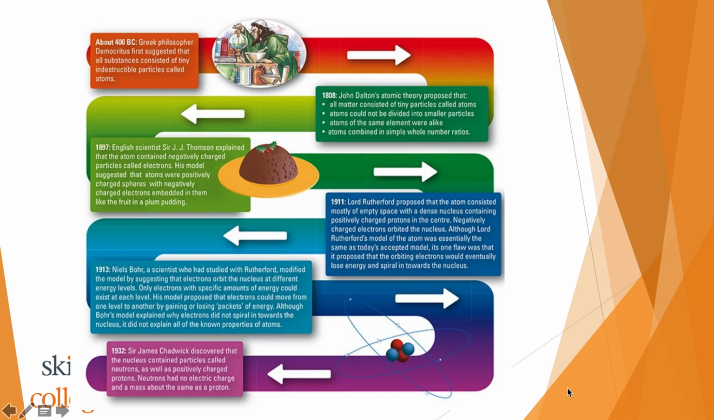Not too long after that, though, Lord Rutherford proposed that the atom consisted mostly of empty space. So not this plum pudding model. And it had a dense nucleus containing positively charged protons at the centre, and the negatively charged electrons orbited the nucleus. Although Lord Rutherford's model of the atom was essentially the same as today's accepted model, its one flaw was that it proposed that the orbiting electrons would eventually lose energy and spiral in towards the nucleus. So Rutherford was fairly close with his definition of what we use today for the structure of an atom.